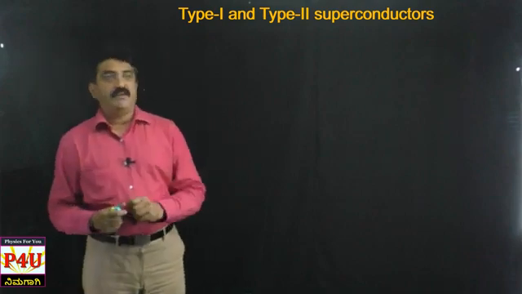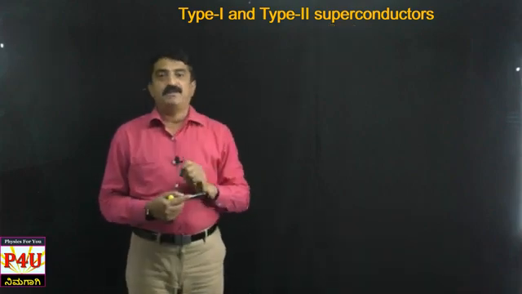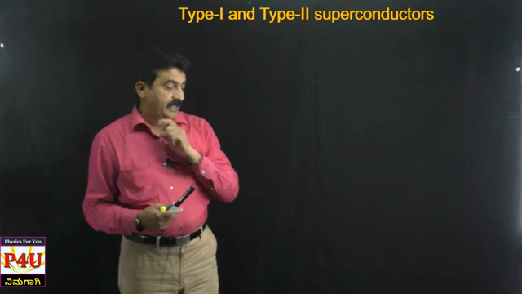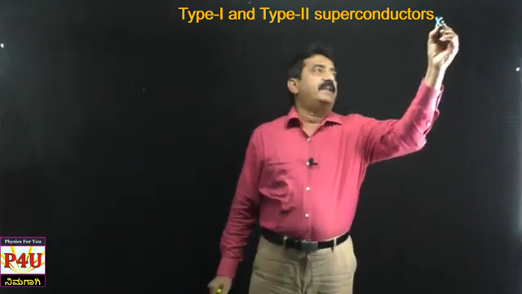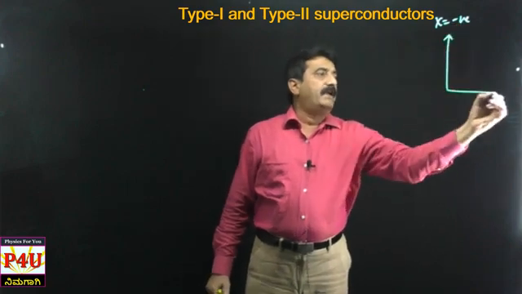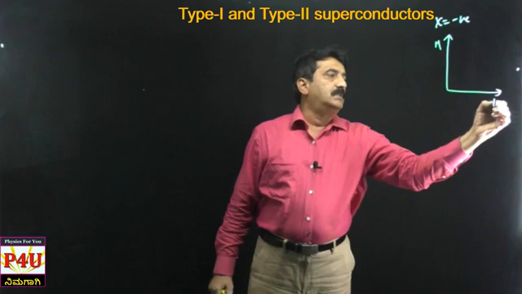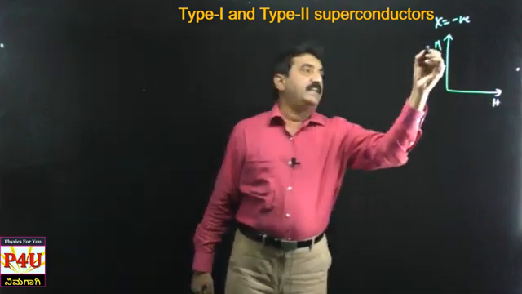Okay, first I start with types of superconductors. See, this type is totally based upon what is called critical field. In the previous video I was telling, see, the susceptibility is negative in the case of superconductors, and when you plot magnetization versus magnetic field intensity, magnetization is negative.